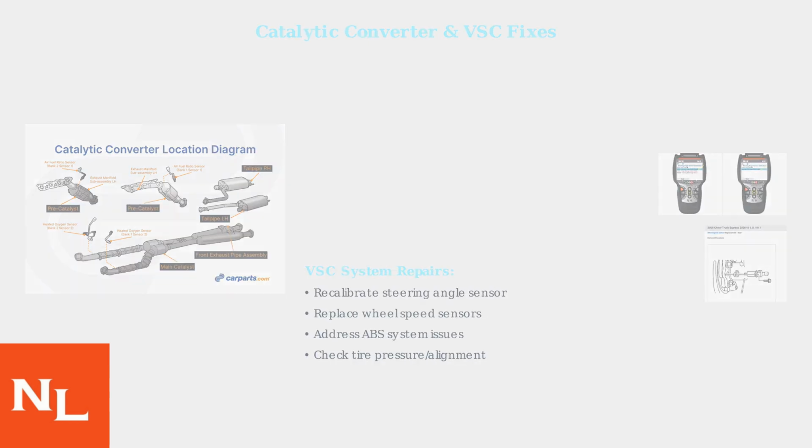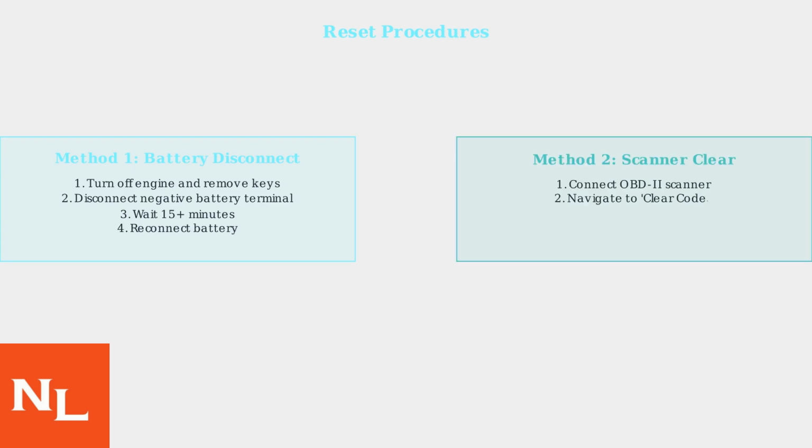VSC light fixes typically involve recalibrating the steering angle sensor using specialized diagnostic equipment or replacing wheel speed sensors located at each wheel. Once repairs are completed, you can reset the warning lights using two main methods. First, disconnect the battery for at least 15 minutes to clear all stored codes. Alternatively, use your OBD2 scanner's clear function for a quicker reset.